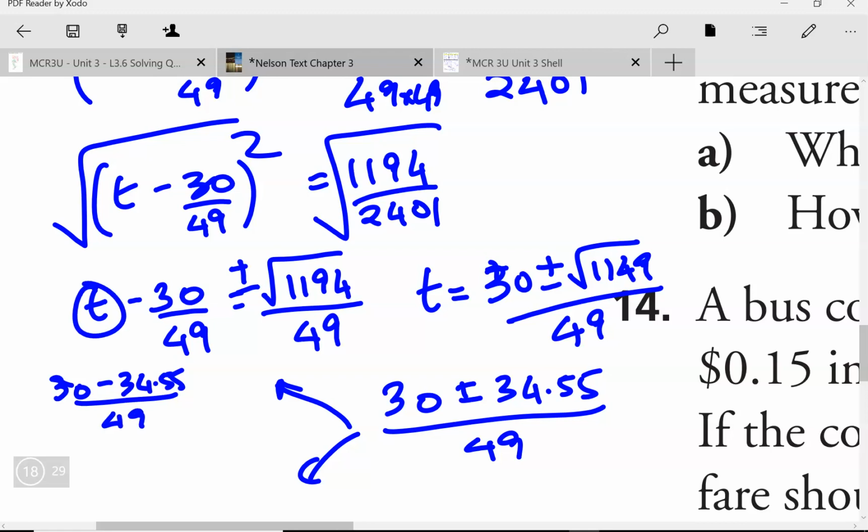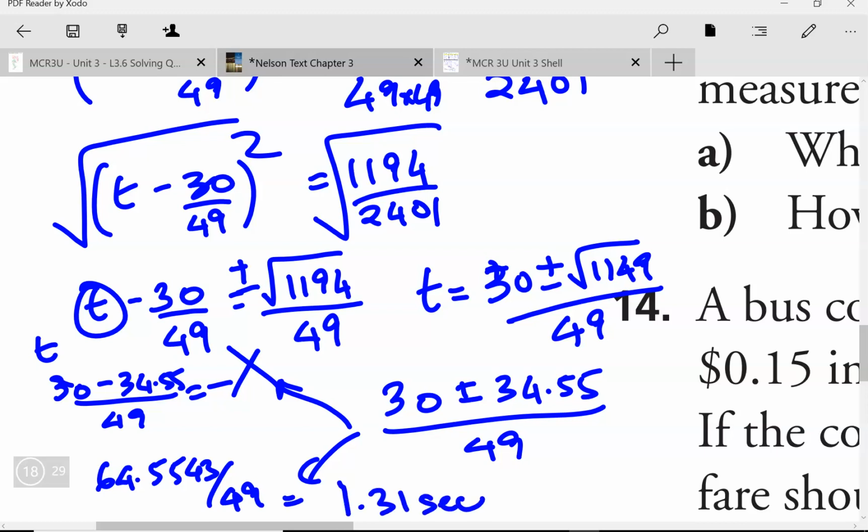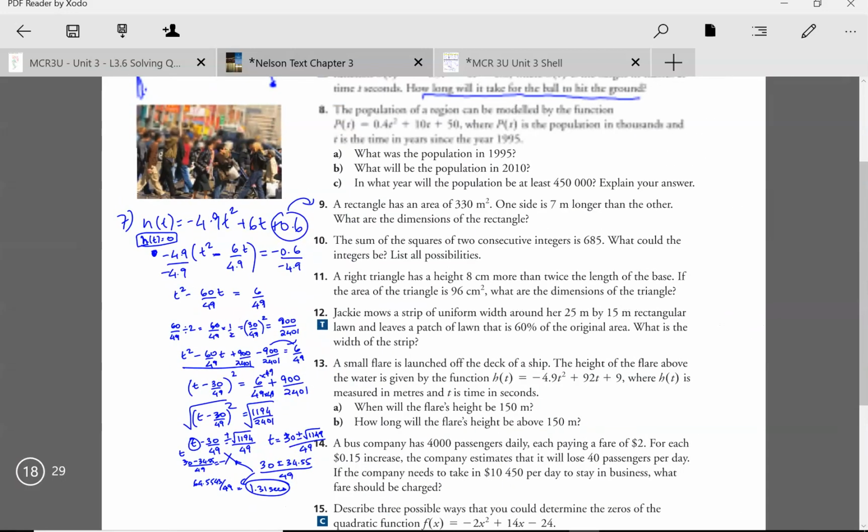But keep in mind what you're finding. You're finding time, and I'm going to get a negative answer here, so I can just ignore this because time cannot be negative. The other option is 30 plus 34.55, which is actually 64.55. This answer divided by 49 gives me approximately 1.31 seconds. So this is how long it takes for the ball to fall to the floor. So that is the answer to that question.